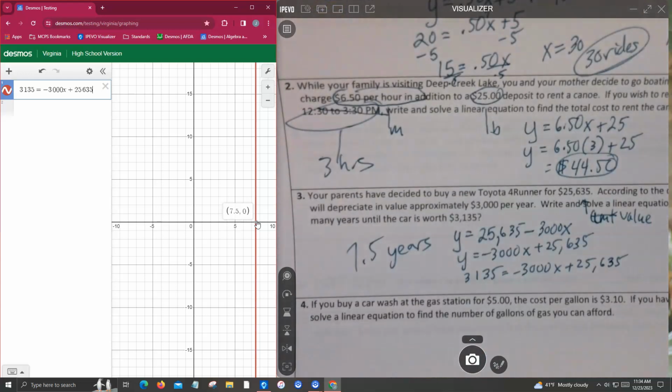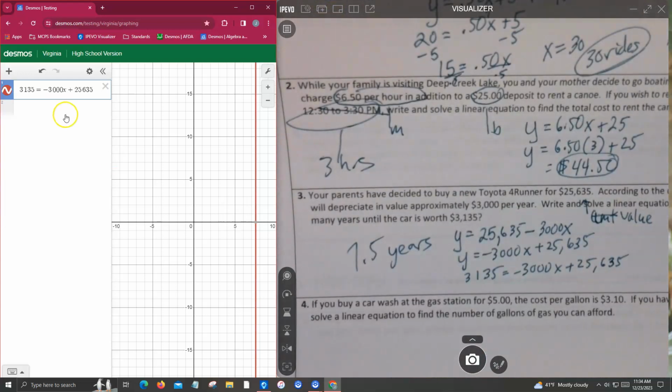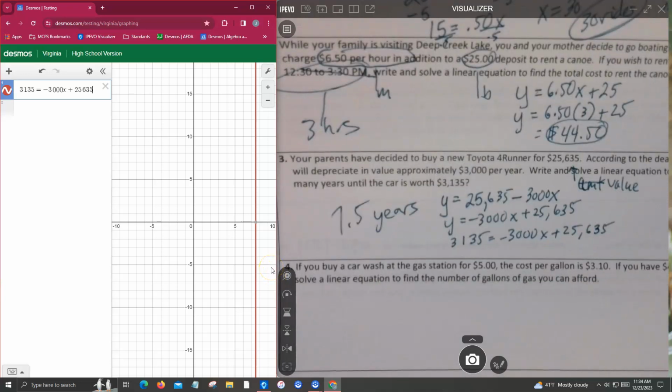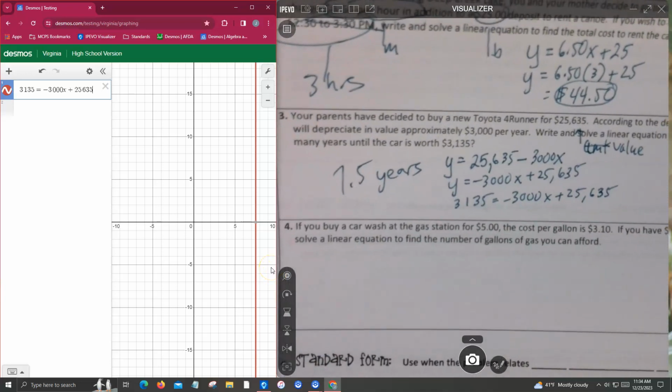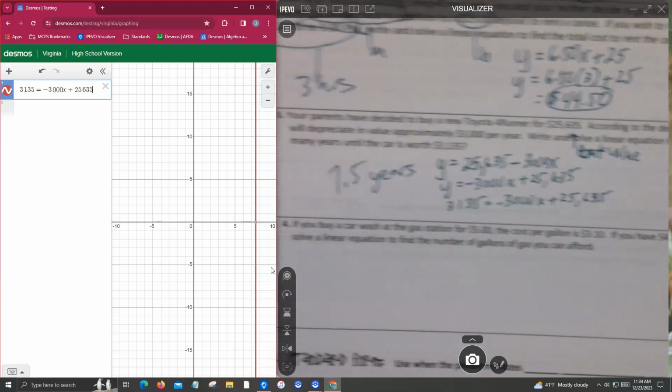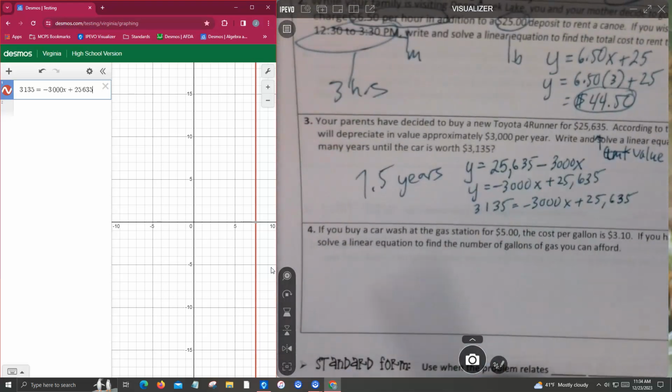So if you have an equation you don't need to solve, you can just put it in Desmos, and anywhere it hits the x-axis, because you're using x, is the solution. So, all right, we'll do this next problem, but this time I will not solve it. I will just put it in Desmos.